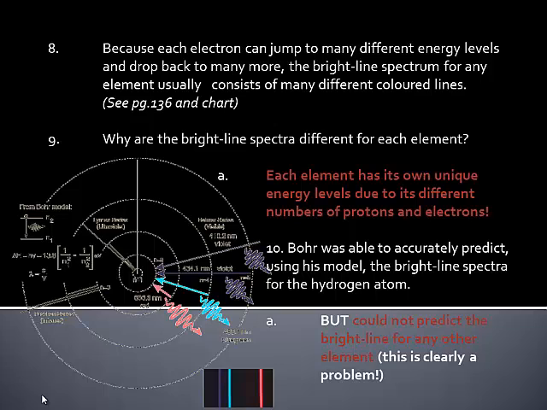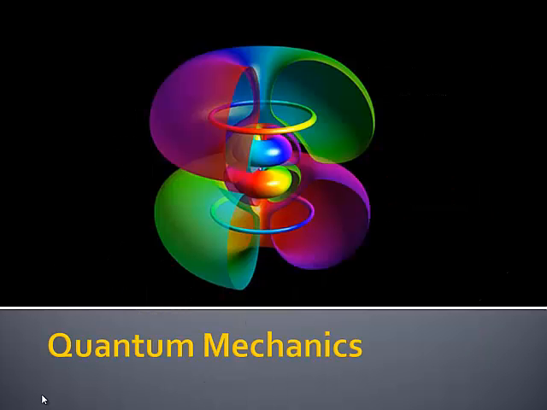Now, Bohr was able to use this model to very accurately predict the bright line spectrum for the hydrogen atom. But unfortunately, only for the hydrogen atom. It could not predict the bright line spectrum for any other element, and clearly this poses a bit of a problem for us. And this is where the ideas behind quantum mechanics come into play. That's where we'll start off next day.